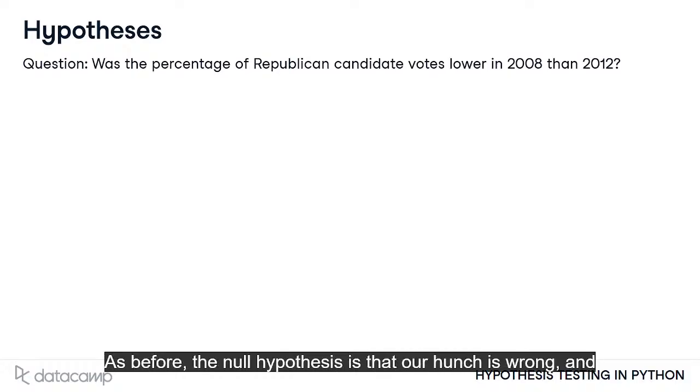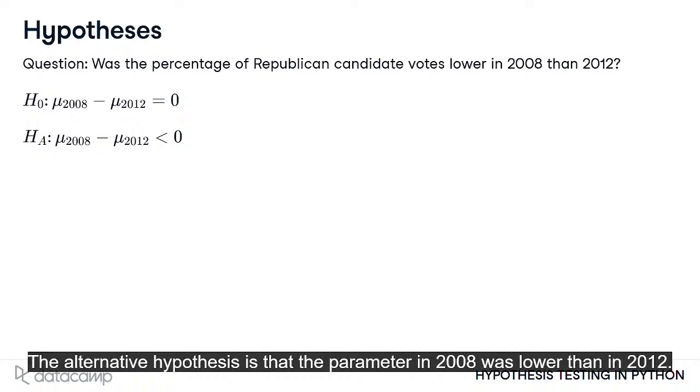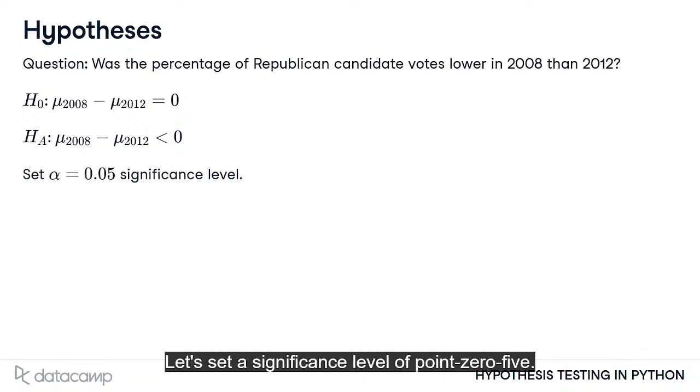As before, the null hypothesis is that our hunch is wrong, and that the population parameters are the same in each year group. The alternative hypothesis is that the parameter in 2008 was lower than in 2012. Let's set a significance level of 0.05.